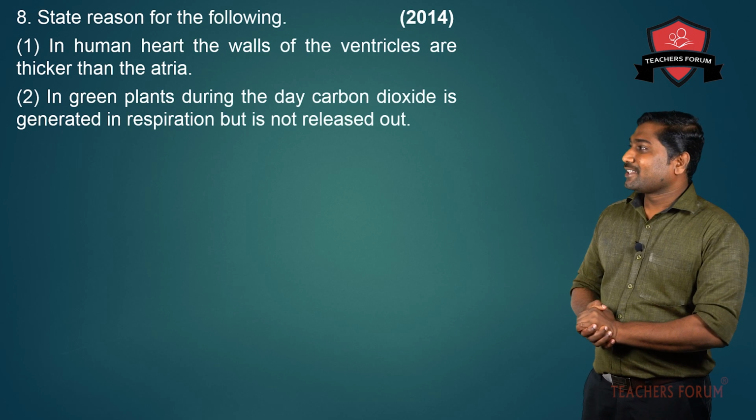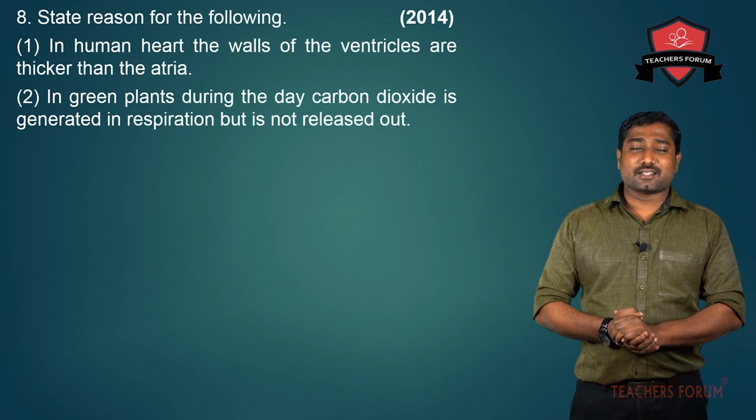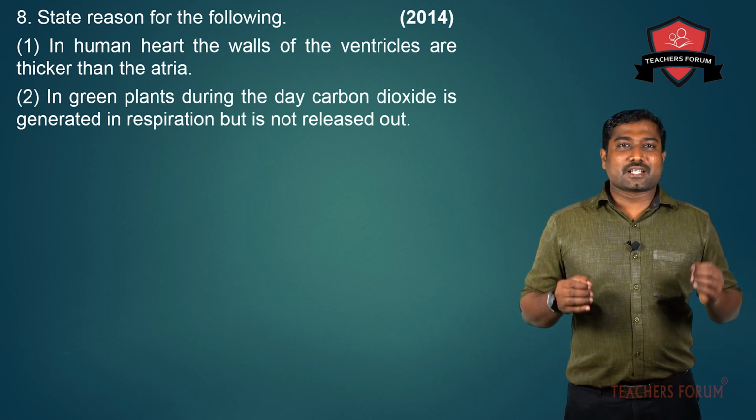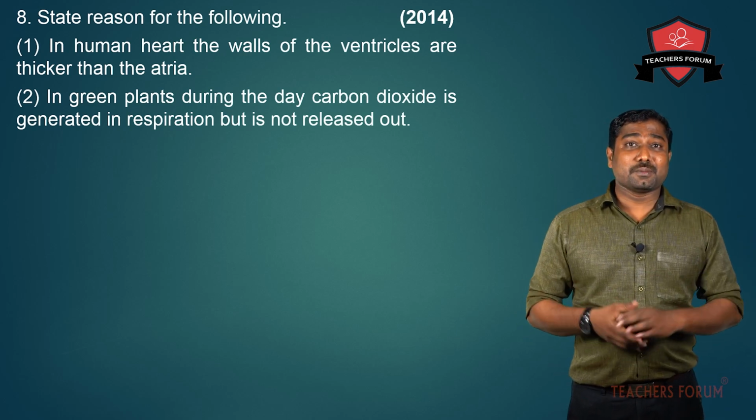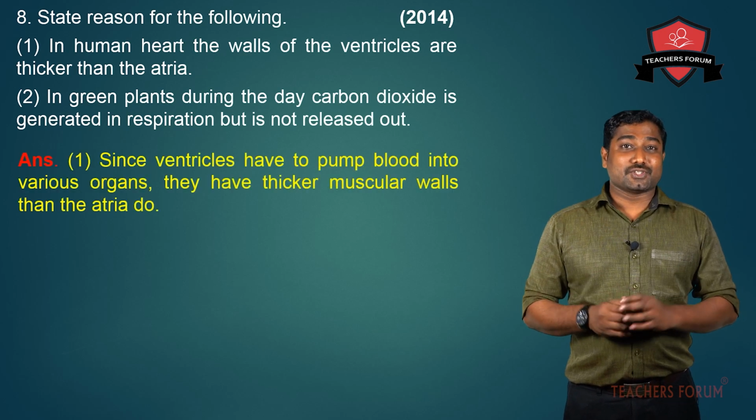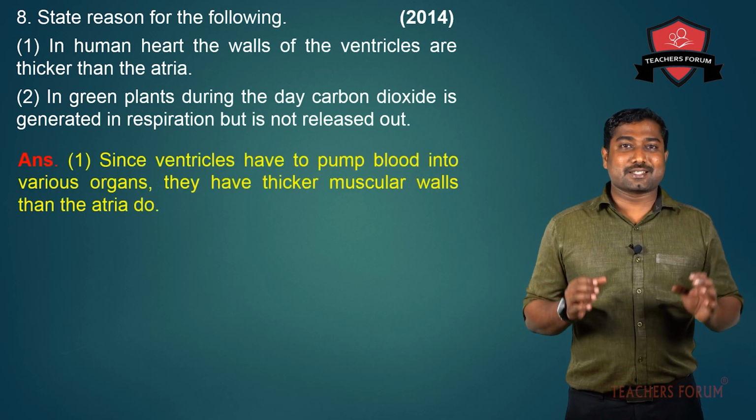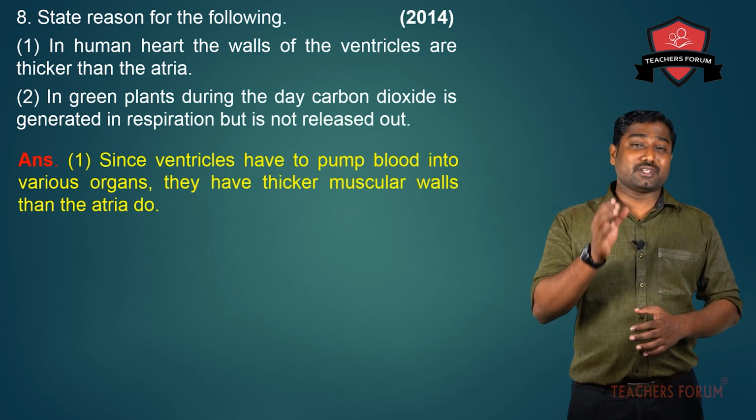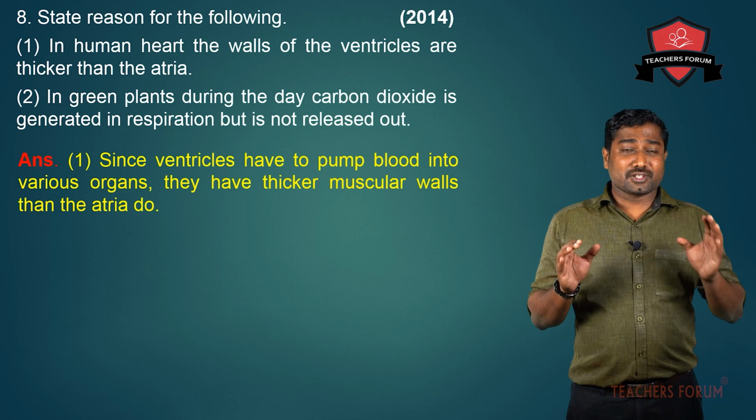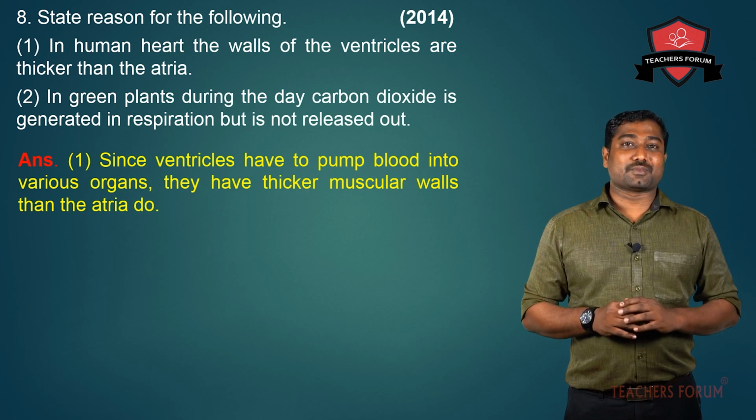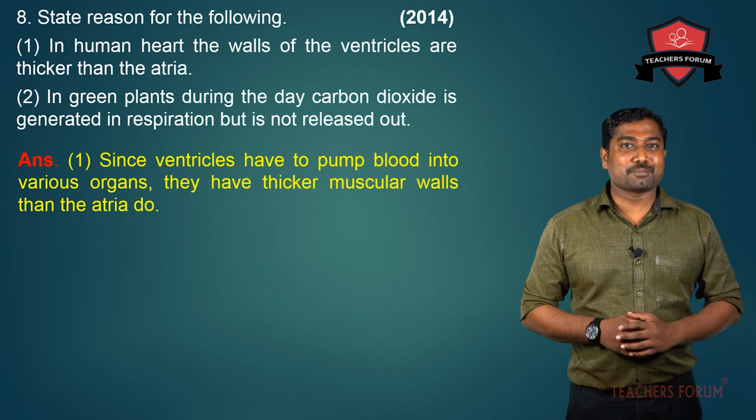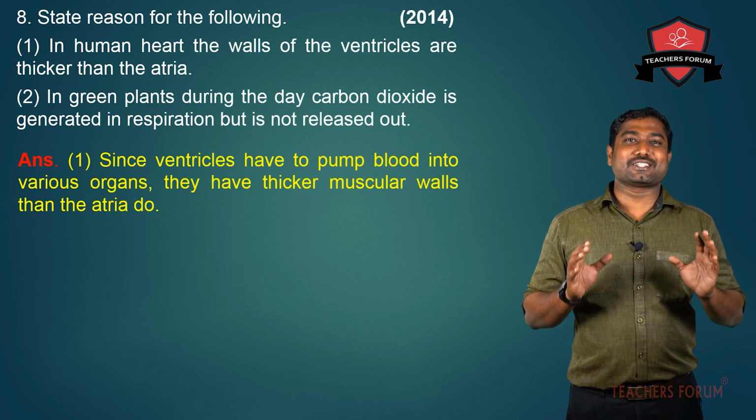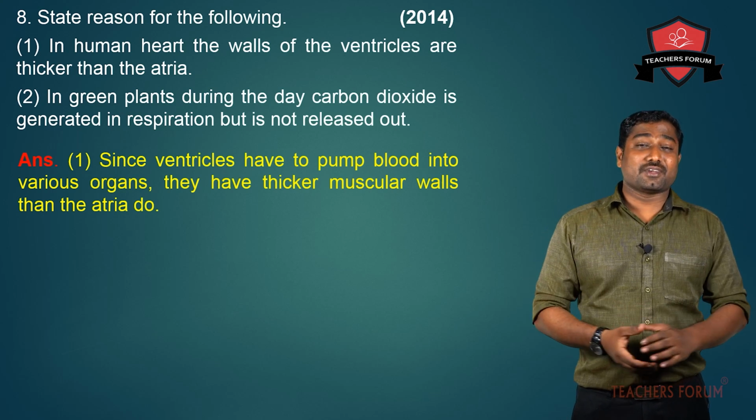Moving to the next question, state the reason for the following. In the human heart, the walls of the ventricle are thicker than those of the atrium. We know the ventricle is the chamber involved in pumping of the blood. In order to accommodate the pressure generated during pumping, ventricles have thicker walls compared to the atria. The atria's function is only to receive the blood, with no pumping. Only the ventricle is involved in pumping, so to accommodate the pressure generated during pumping, the ventricle has a thicker wall.